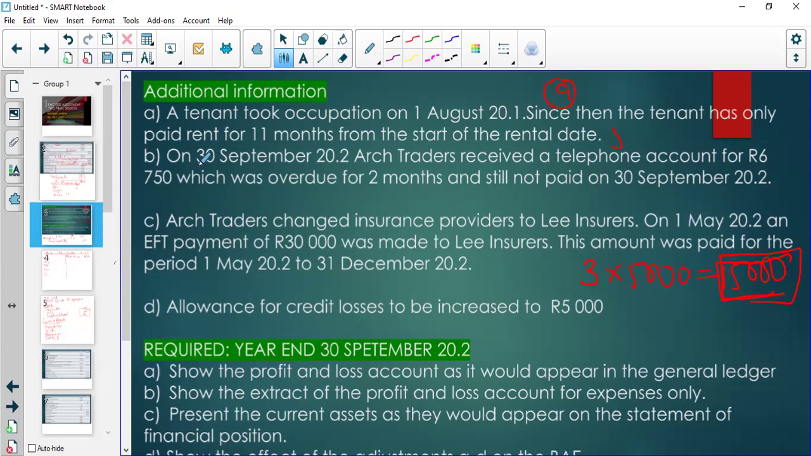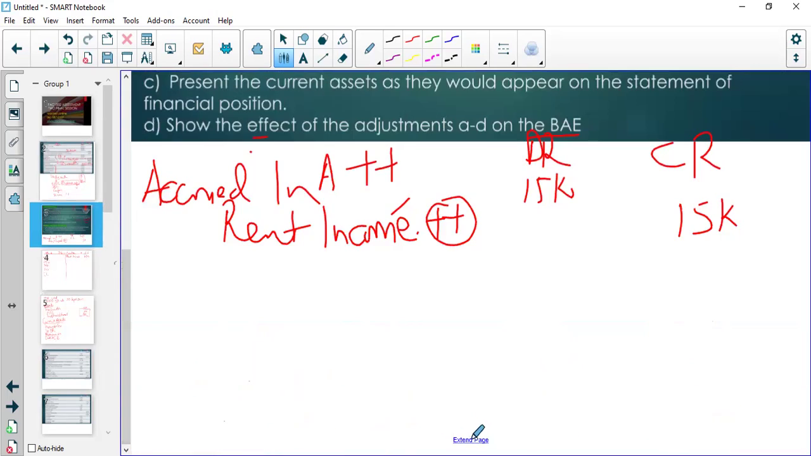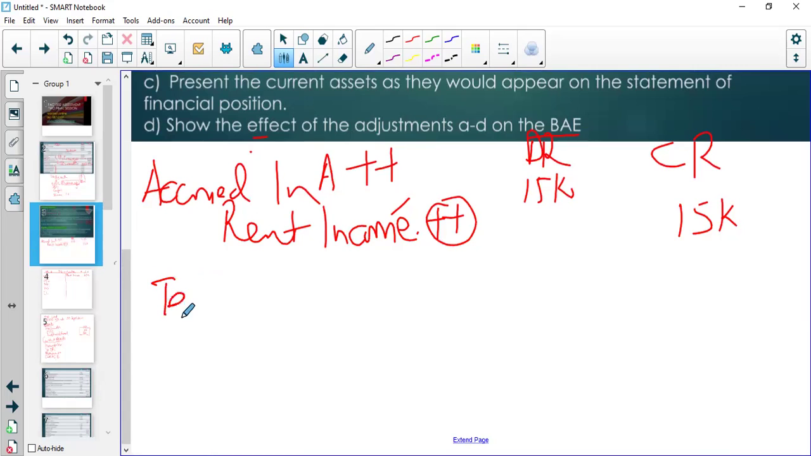Now, what is 30 September? That's right at the end of the year. We received a telephone account of 6,750, which was overdue for 2 months and still not paid. Remember, we only record when we receive, so on the 30th of September, it's not yet recorded. So this is an accrued expense. If you want to do an adjustment there, telephone expense is going to increase by 6,750, and accrued expenses is going to increase by 6,750.